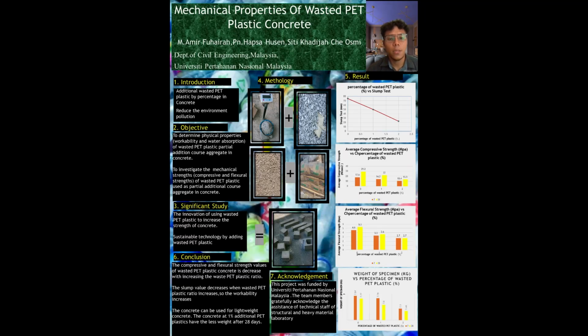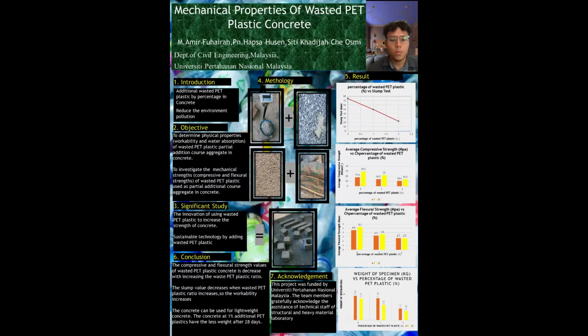Then we move to the significance of the study. My study is about the innovation of using waste PET plastic to increase the strength of the concrete. Then the sustainable technology by adding waste PET plastic, because we know that the pollution of PET plastic increases. So we can use the waste PET plastic to decrease the pollution. Next we move to the methodology.